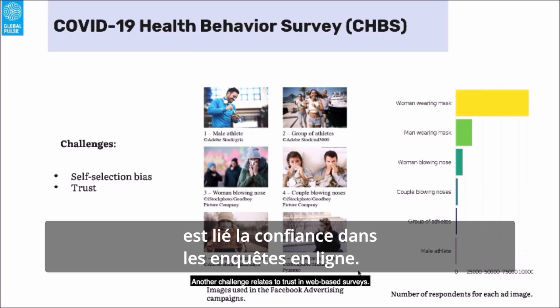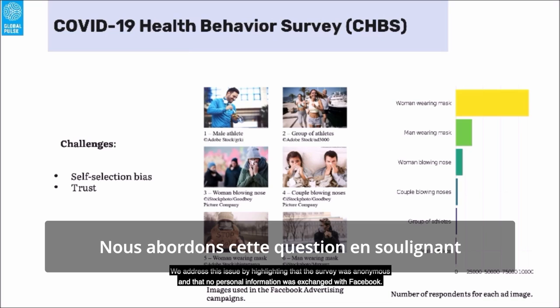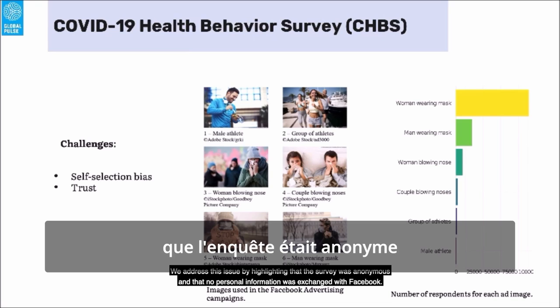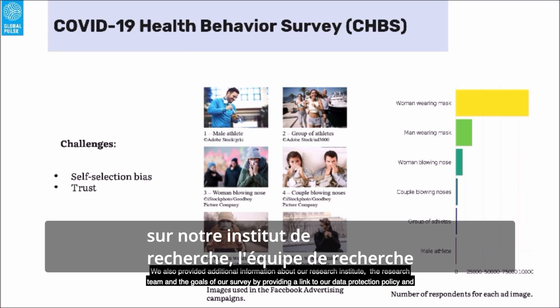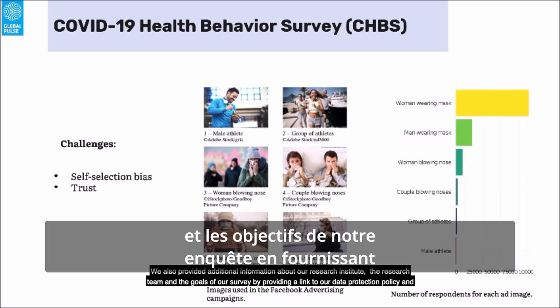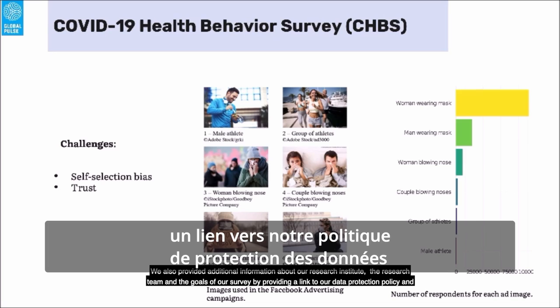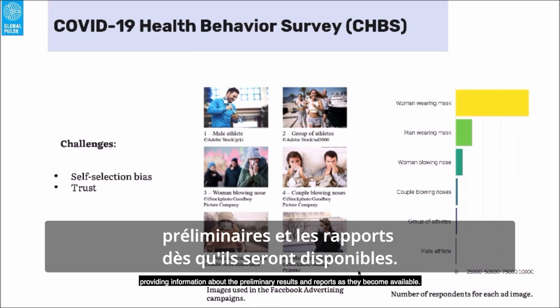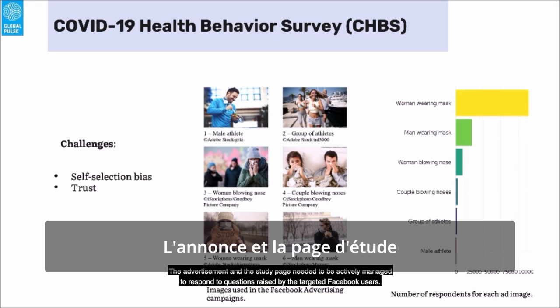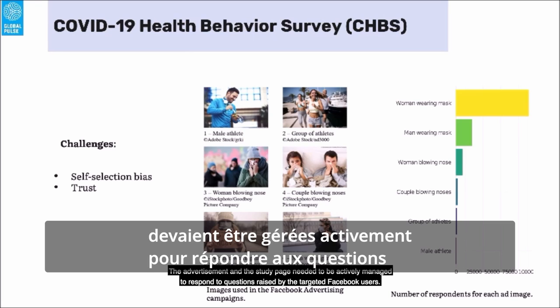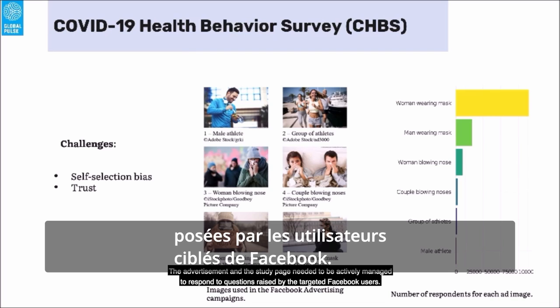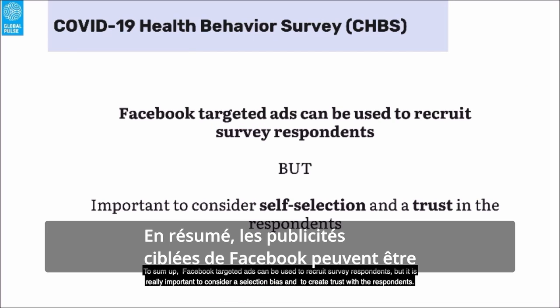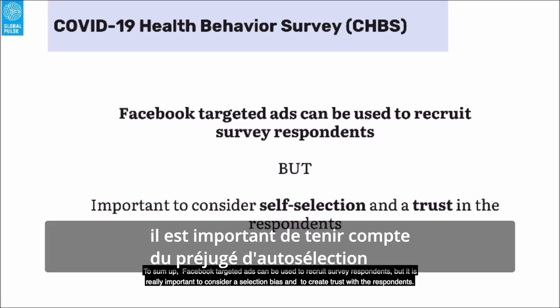Another challenge relates to trust in web-based surveys. We addressed this issue by highlighting that the survey was anonymous and that no personal information was exchanged with Facebook. We also provided additional information about our research institute, the research team, and the goals of our survey by providing a link to our data protection policy and providing information about the preliminary results and reports as they become available. The advertisement and the study page needed to be actively managed to respond to questions raised by the targeted Facebook users.